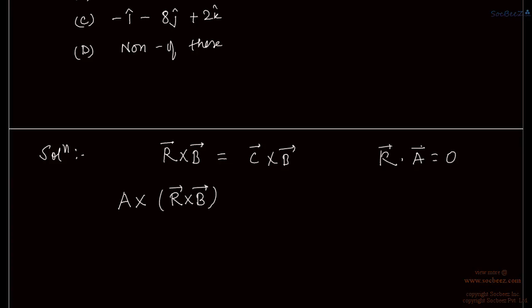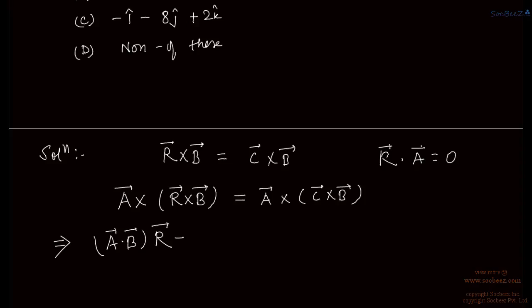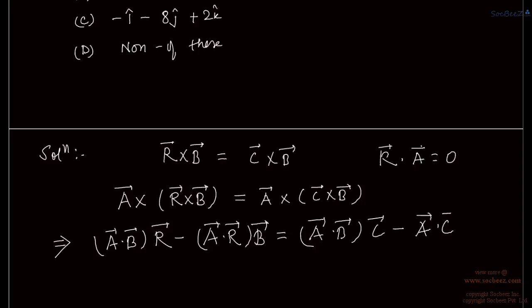So let us try to find out the cross product. Since these two vectors are equal, we have A cross (R cross B) is equal to A cross (C cross B), right? So using the formula for the vector triple product, we will have A cross (R cross B) as vector A dot vector B times vector R minus vector A dot vector R times vector B, and this side, vector A dot vector B times vector C minus vector A dot vector C times vector B, right?